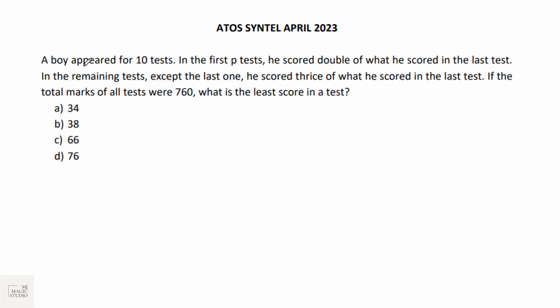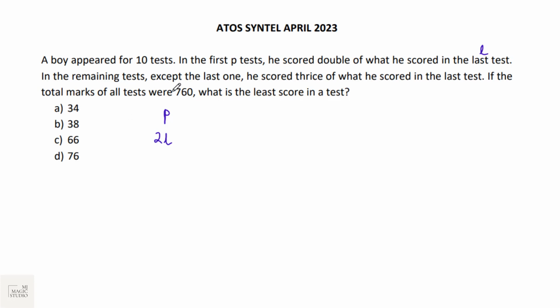So the first one on the screen, let's see what we have. A boy appeared for 10 tests. In the first P test, he scored double of what he scored in the last test. Suppose he scored L in the last test. Then in these P tests, his score was 2L each.